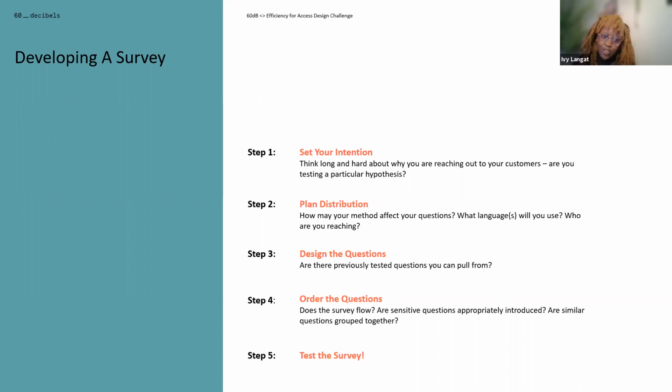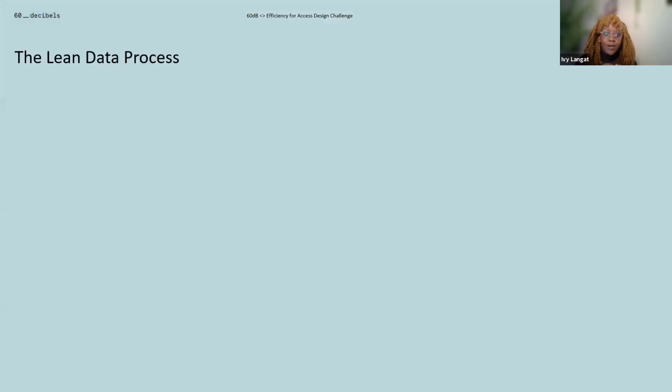And then designing the actual questions, which we've talked about, and then ordering your questions, which is very important. So there's the survey flow. If there are any sensitive questions in the survey tool, have they been appropriately introduced? And if there are similar questions, have they been grouped together? So ordering the flow of your questions is one of the important things to consider. And then finally, you test the survey. So this was information around developing the survey. Next slide.